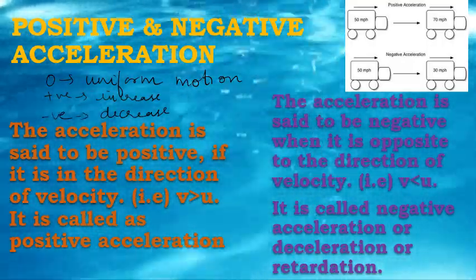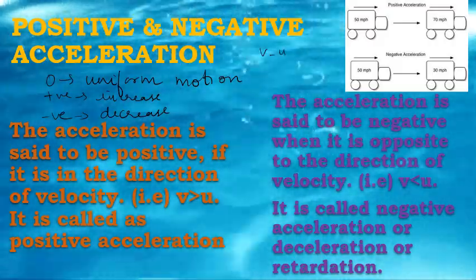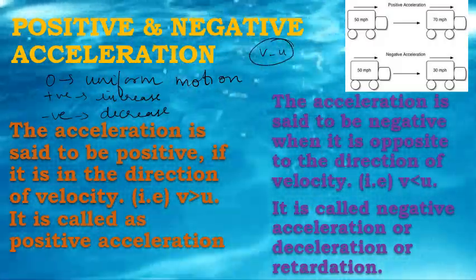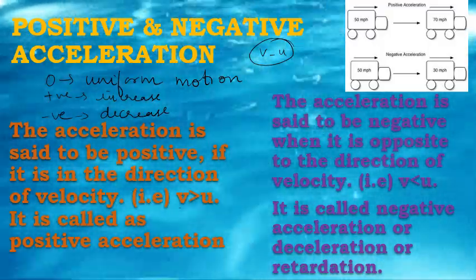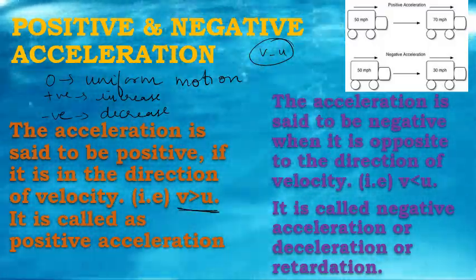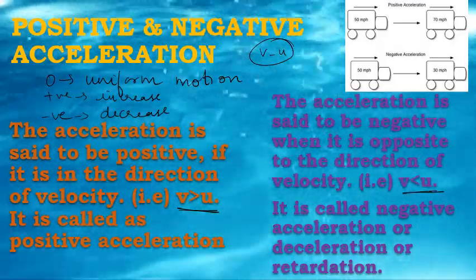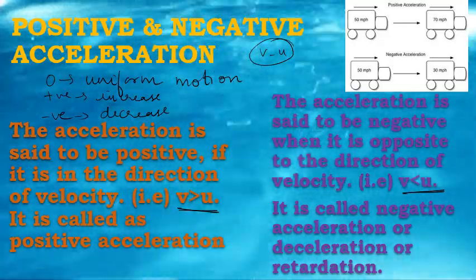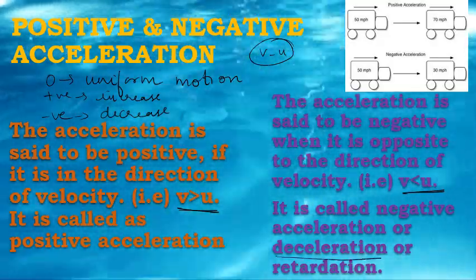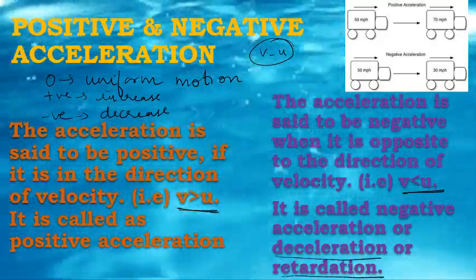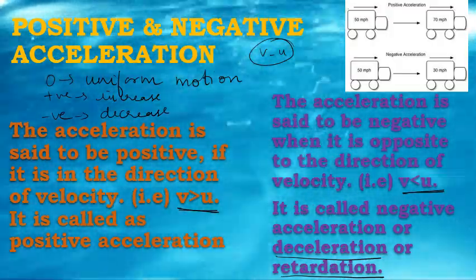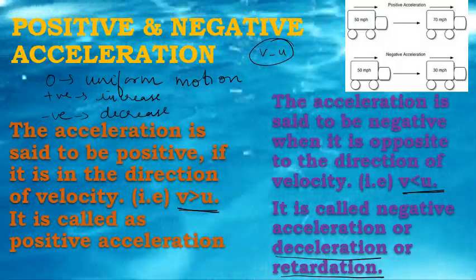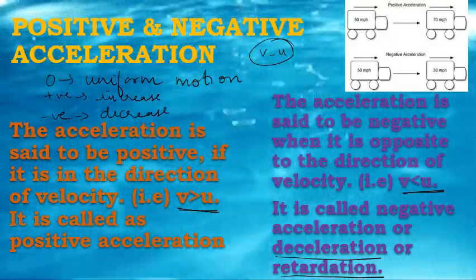So that means you have the formula v minus u. So v minus u is what? Final minus initial. So when it is going to be positive acceleration, your v will be greater than u, and for negative acceleration, your v will be less than u. And there are two other words for negative acceleration, that is deceleration or retardation. So negative acceleration is said to be deceleration or retardation.